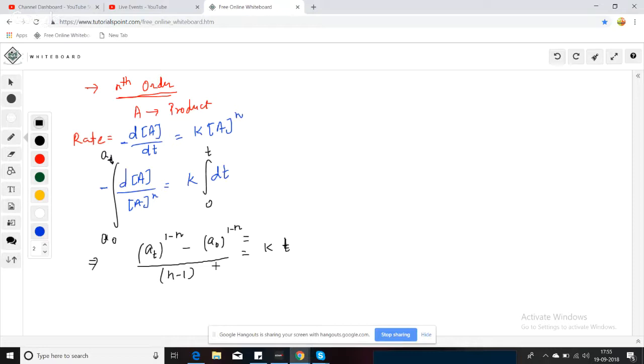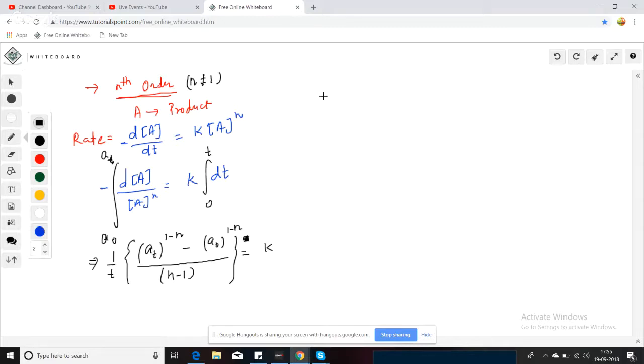In the same way, if you want to write, you can write k equals 1 by t into this, right? This is the expression we are using till now. Now you see, when n is equal to 1, what do we have? This term becomes 0, infinity, undefined. So this expression is not valid for a first order reaction. So n must not be equal to 1. Correct?